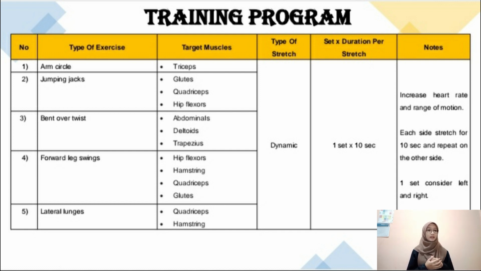So the first 5 are for the warming up, which increases heart rate and range of motion. First is the arm circle, second is the jumping jack, third is the bend over twist, the fourth is the forward leg swing, and the last one is the lateral lunges. Each exercise will be performed in one set, and one set is considered left and right. Each exercise also needs to be performed for 10 seconds.